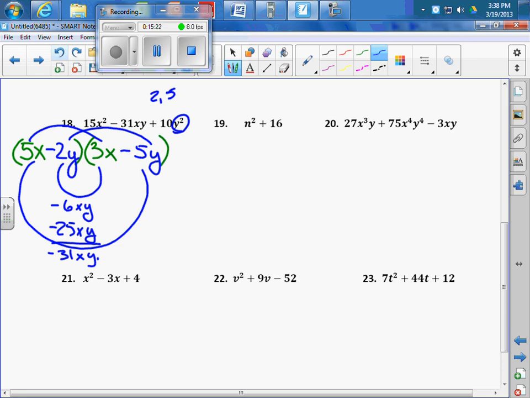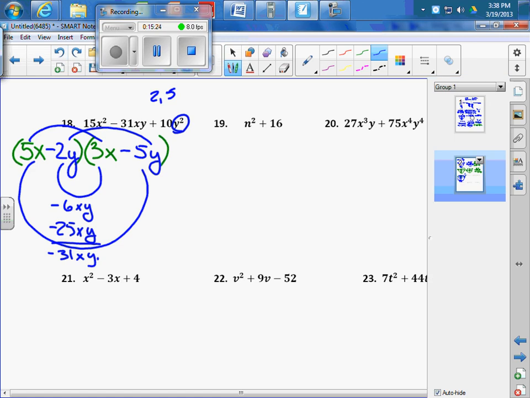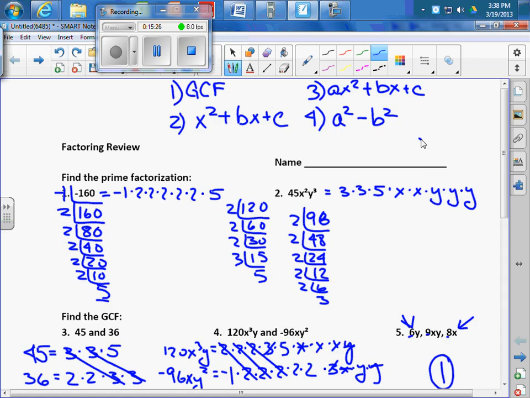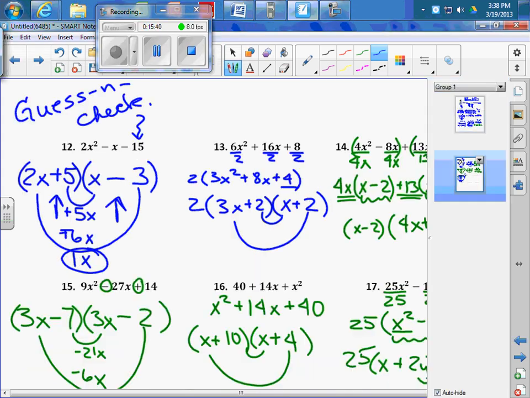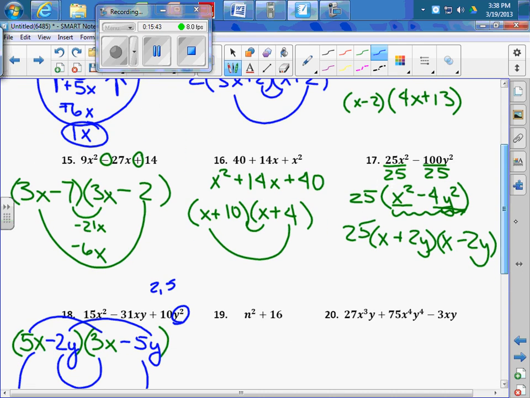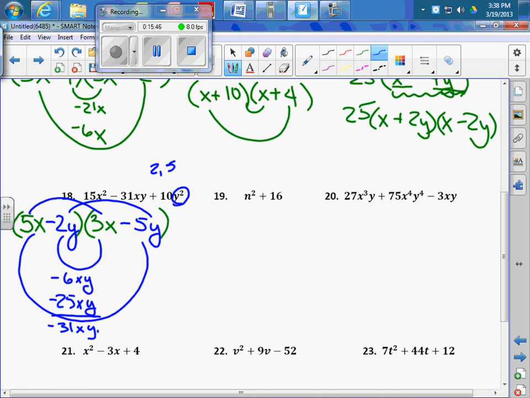x squared plus 16, how is that going to get factored? Let's go back to the first page. Does that fit any of these four? Is there a GCF in x squared plus 16? No. Otherwise, does it fit any of the rest of the three patterns there? No, it does not, because of the what? That's right, the plus sign. That makes this prime, cannot be factored.